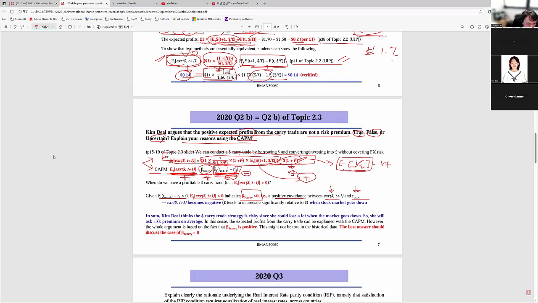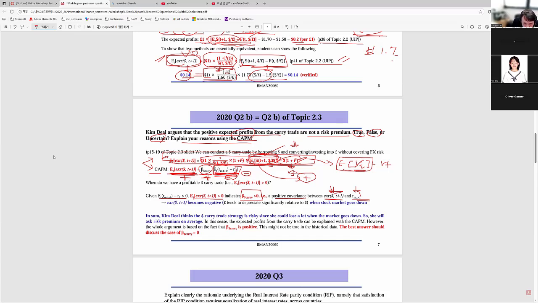Okay, so if you think a little bit more about that, there's a positive covariance between these two. When the market goes down, this one goes down. So just take a look at this one. When this EXL goes down, if this one goes down, the future expected exchange rate goes down, everything will go down. So what is the meaning of the going down of this term? The going down means the pound is going to depreciate.